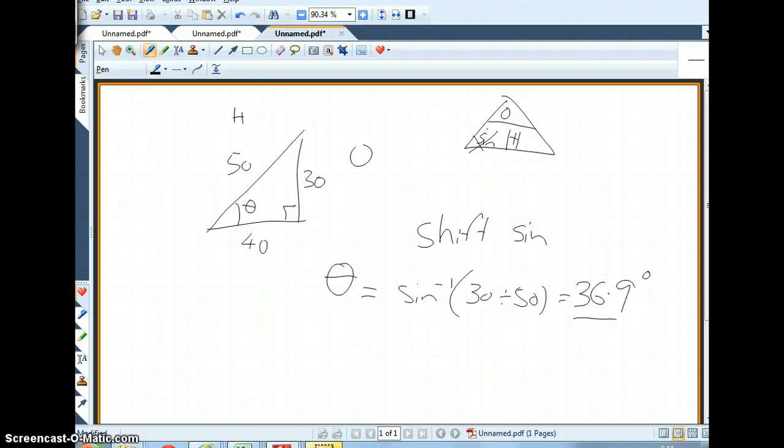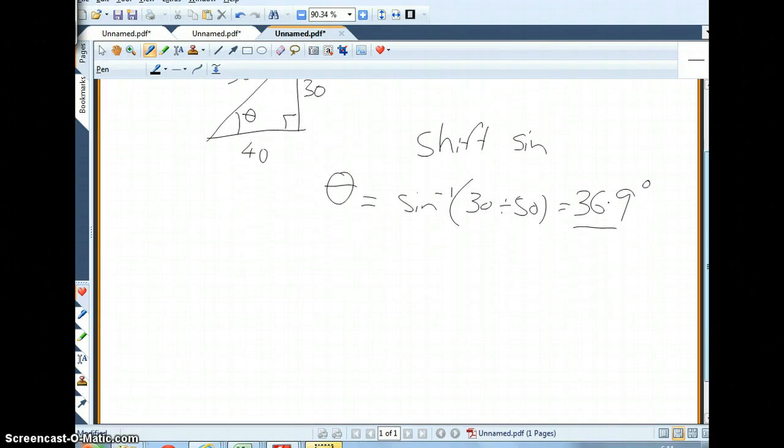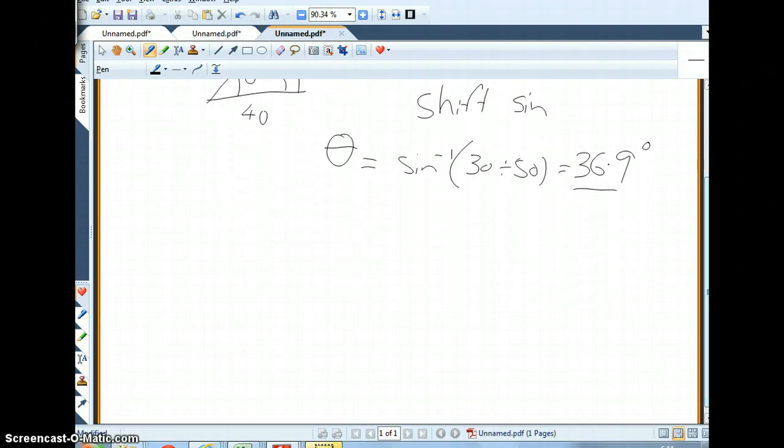Okay, so I've done some sort of practical type problems, but usually the first question in an exam, and possibly your exam next week, will be what is the value of theta when the ratio of O over H is equal to 0.321. Remember, so sine, meaning the sine one. All they've done is they've already done the division of O divided by H.